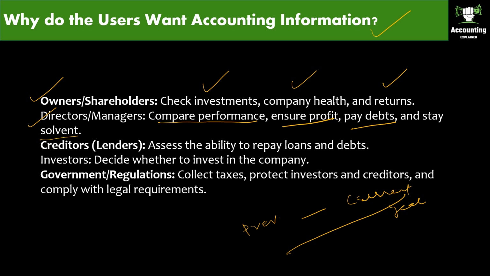Okay. Creditors. It is helpful for the creditors also. Why? They can assess the ability to repay loans and debts, whether we are eligible to repay loans and debts as a company. Investors decide whether to invest in the company. This I have explained earlier. Government or regulators. Why do they need the accounting information? They need accounting information to collect taxes, protect investors and creditors, and comply with legal requirements.